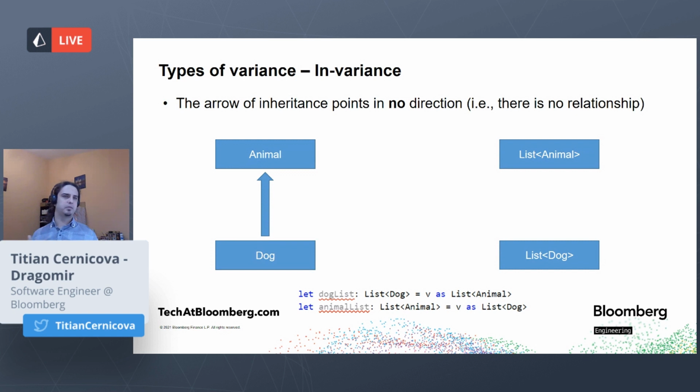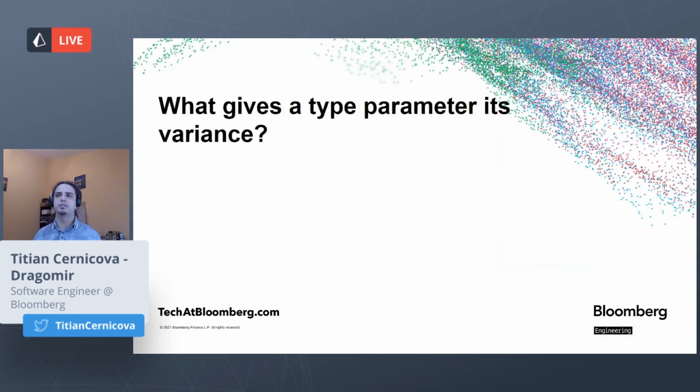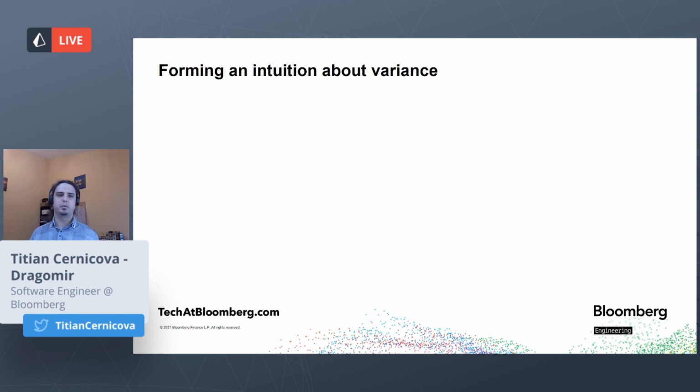Okay, so we've seen a bit of theory. Now, the next question I think is fair to ask is, what gives a type parameter its variance? And I would like for us to try to form an intuition about variance, and to sort of be able to deduce on our own when something is covariant or contravariant or something else.